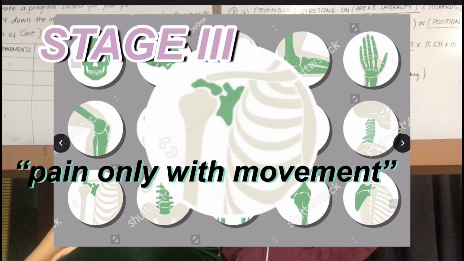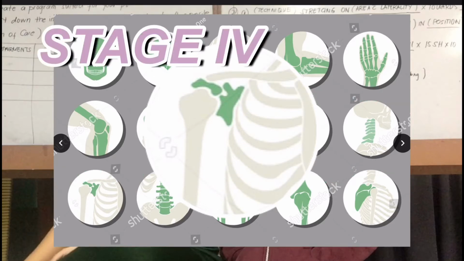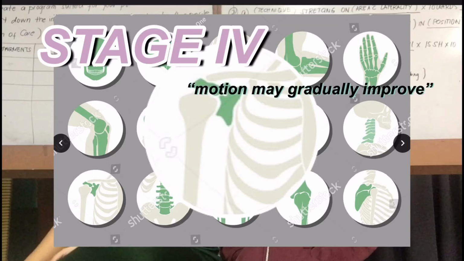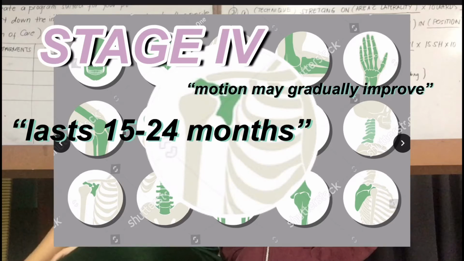Stage 3, frozen stage. This stage occurs between 9 and 15 months after onset. Characterized by pain only with movement, significant adhesions, and limited glenohumeral motions. Stage 4, thawing stage. Characterized by minimal pain but significant capsular restrictions from adhesions. Motion may gradually improve during this stage, but this stage lasts from 15 to 24 months after onset, although some patients never regain normal range of motion.